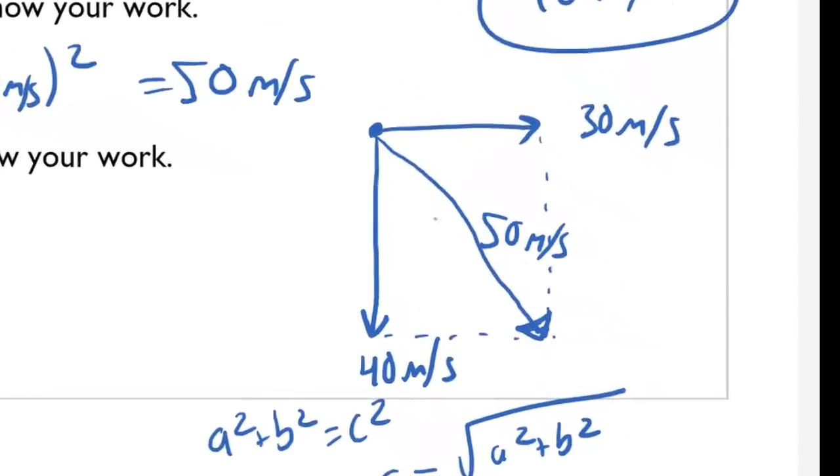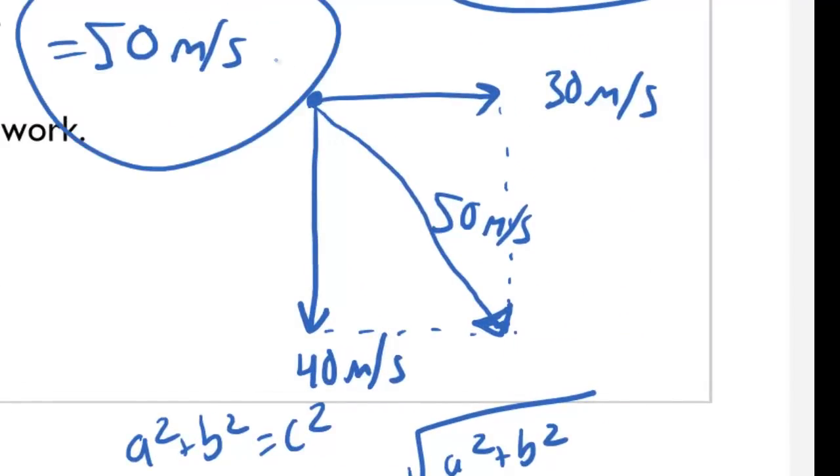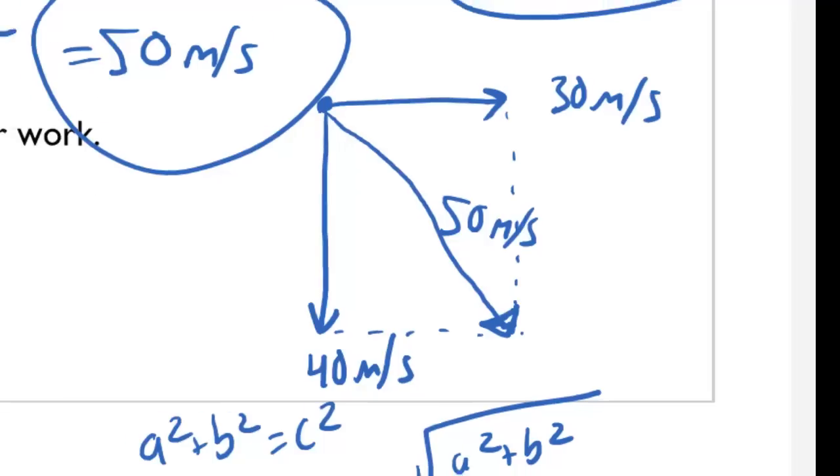That's my hypotenuse. That's what the ball actually was, because not only was it moving horizontally, but as soon as I started picking up enough vertical speed, we combine those, and we get 50 as the result, and that's actually how fast the ball is moving.